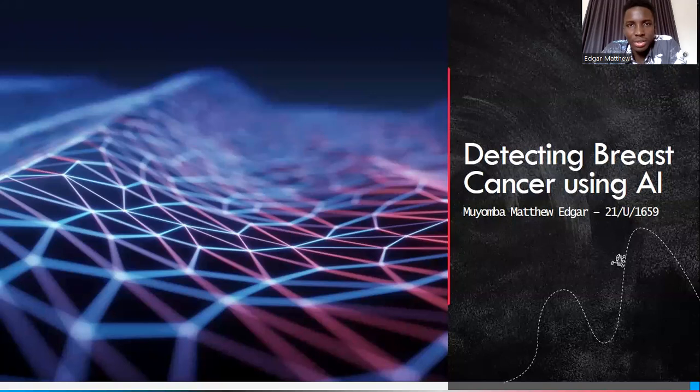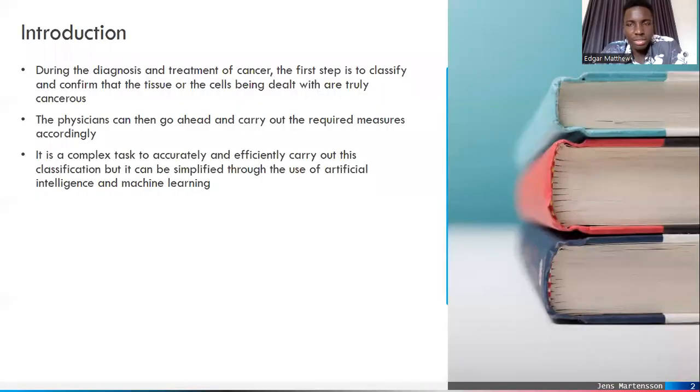This is the final presentation on my AI project using artificial intelligence to detect and classify cancerous tumors or cells. Starting off with the introduction, the project was established based on the analysis undertaken, and to discover that during the diagnosis of cancer, the first step is to classify and identify which cells are cancerous and which are non-cancerous. After that, precautionary measures can be taken to deal with the cancerous or benign cells.